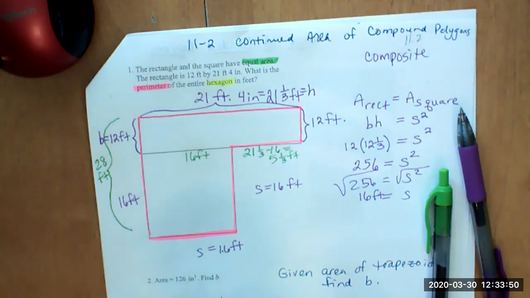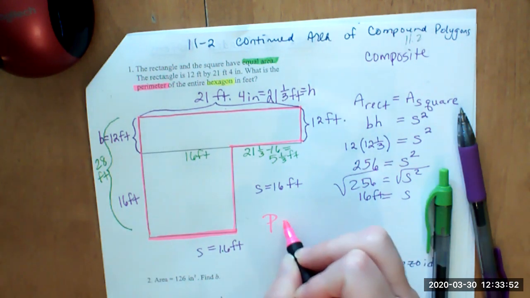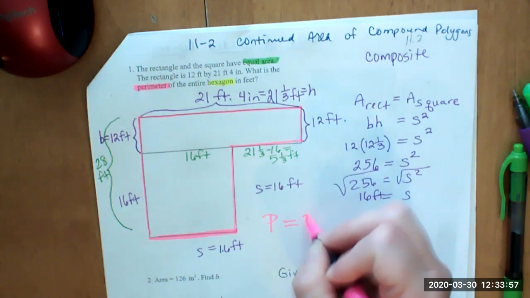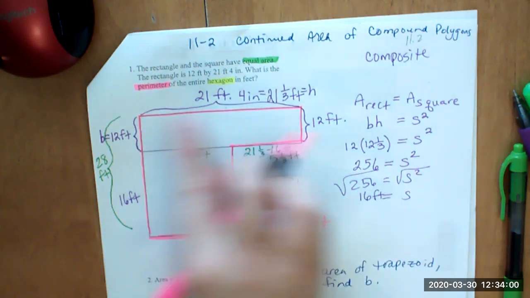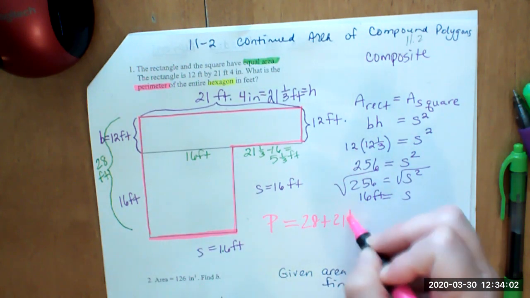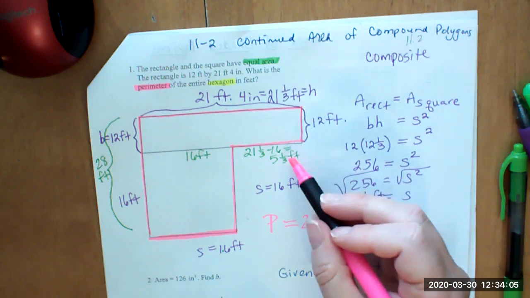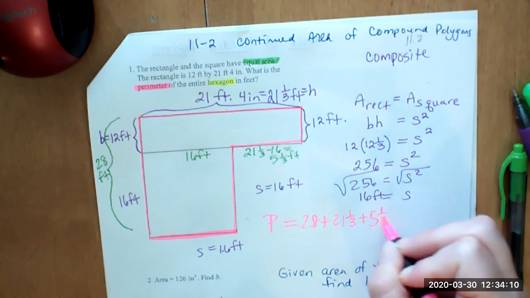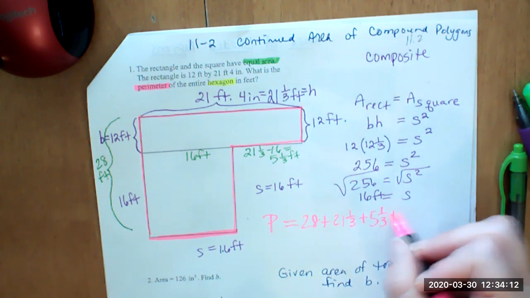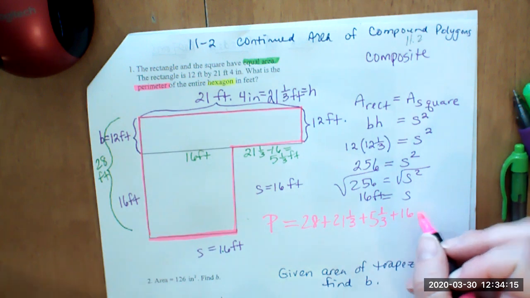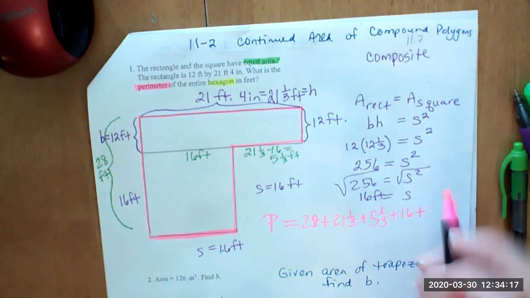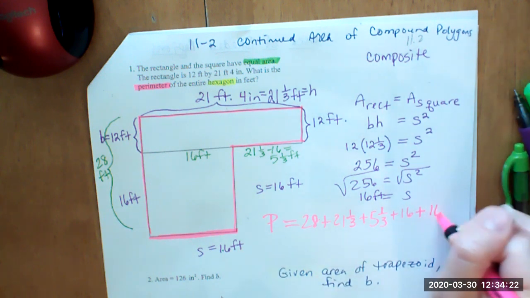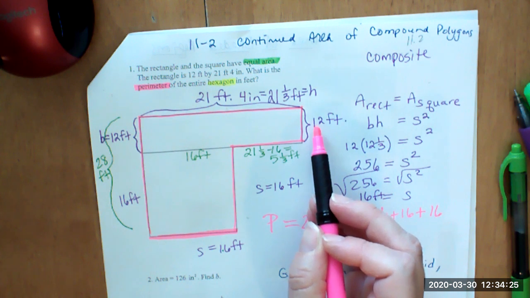I've got all the lengths of my sides. So the perimeter is going to equal 28 plus 21 and a third plus 5 1/3 plus 16 plus 16. Oh, and I left out the 12 right here, and plus this 12.